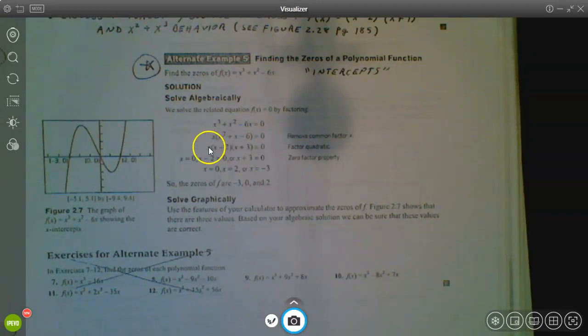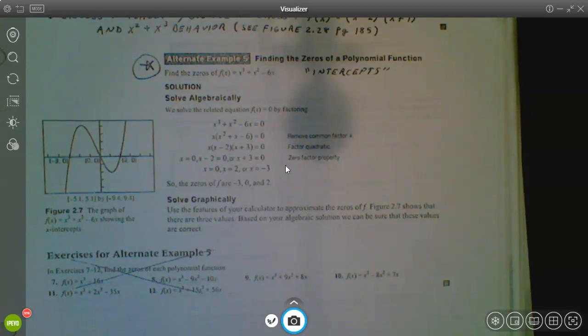So we're factoring, took out the greatest common factor, and then factored one more time to get this. So you can see our zeros would be at 0, positive 2, negative 3. And you can see that represented on the graph as well. So that's how we find our intercepts.